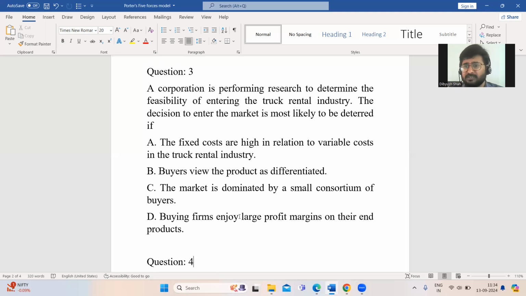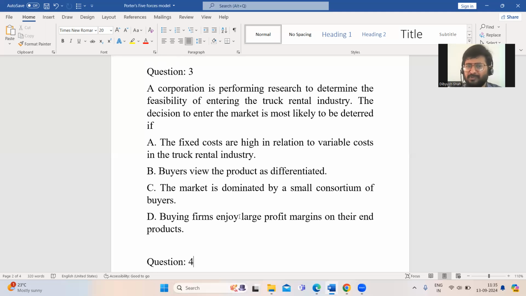In such kinds of questions, the elimination approach generally works very well. It is very difficult to arrive at the right answer straight away, but you can definitely eliminate 2 wrong answers generally. C, market is dominated by a small consortium of buyers. This will definitely discourage me because buyers' bargaining power will be very, very high since the market is dominated by a very small group of buyers. D, buying firms enjoy large profit margins on their end products. That means whoever is my customer, they are enjoying large profit margins. So I should definitely enter because if their profit margin is very high, my selling price will also be reasonable. So B and D are definitely not the answers.